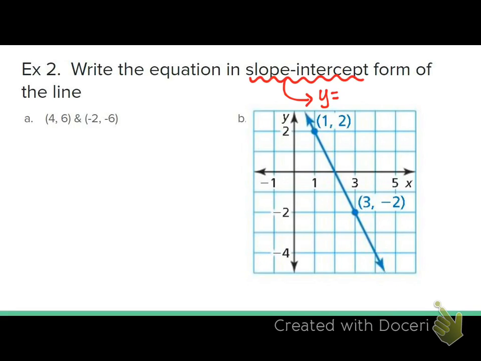Y equals mx plus b. So our final answer needs to look like that. But we are not given b, right? It's not even on the picture they gave us for this one. Neither of these have a coordinate of 0 for x. So we can't do it like we did last week.